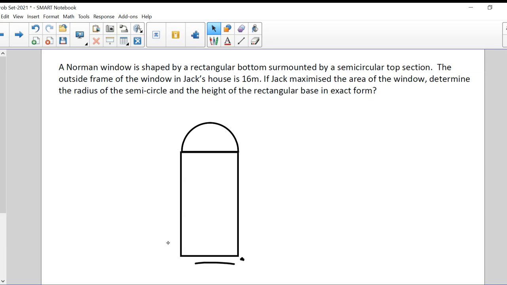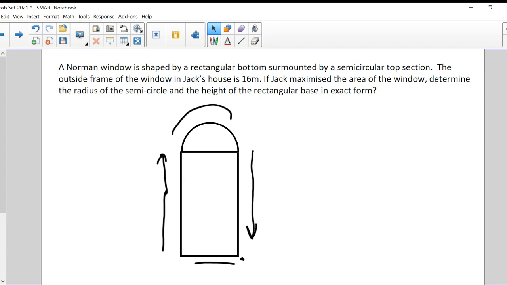and went along here, here, around here, and back down to here, then that whole thing, all of those distances added together would be 16. That's what it says. Outside frame of the window is 16 meters. So all of those things added together would be 16.